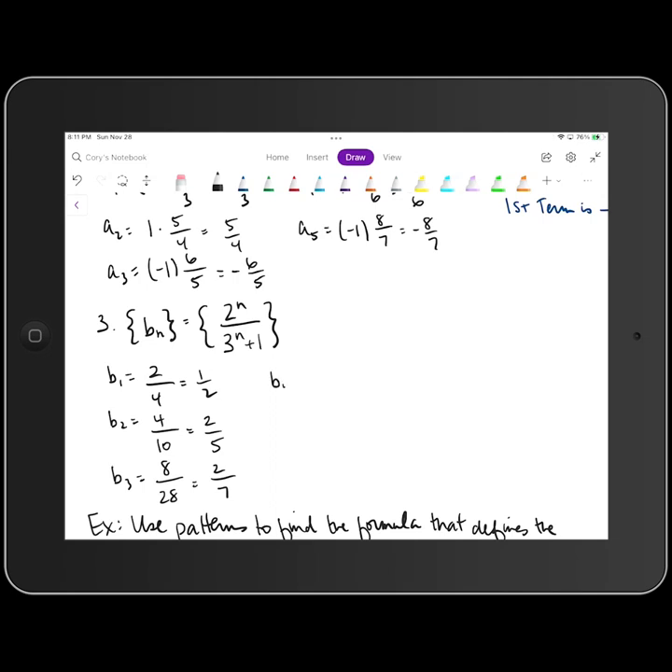Our fourth term, b sub 4, would be 2 to the fourth power, which is 16, over 3 to the fourth power, which is 81, plus 1, which is 82. And both 16 and 82 are divisible by 2. So 2 goes into 16 8 times, 2 goes into 82 41 times.